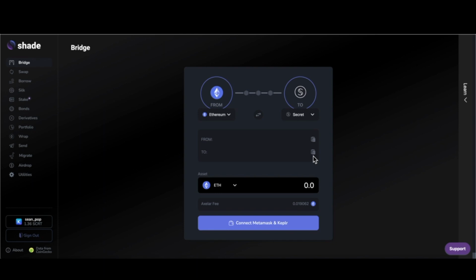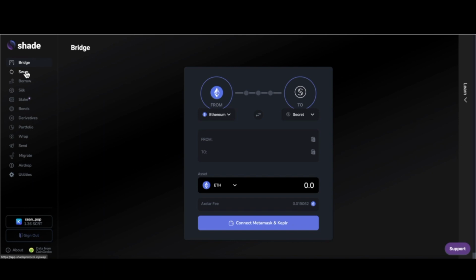But let's say you had bought some ETH on Coinbase and wanted to move that onto ShadeSwap. It's only 2 steps. Number 1, send the Ethereum from Coinbase to your MetaMask wallet. And number 2, connect your wallet here. Choose the networks that you want to bridge from and to, and then initiate that bridging process. Once that's done, then you have secret wrapped Ethereum on ShadeSwap.